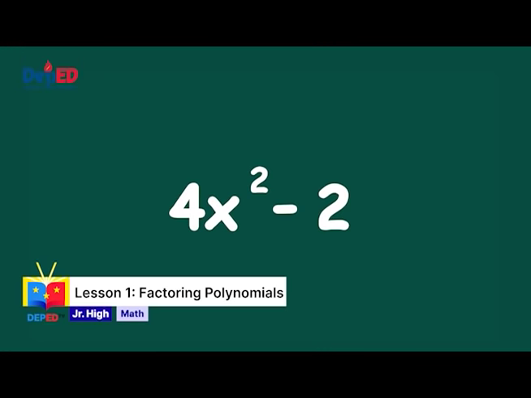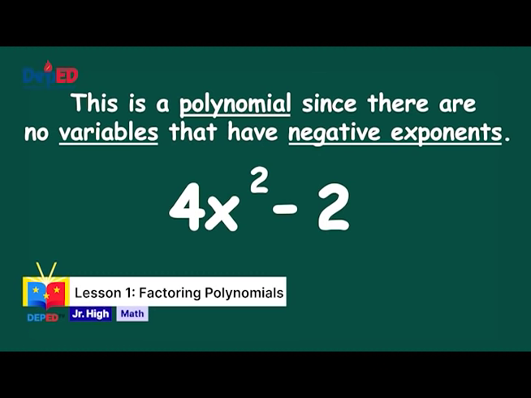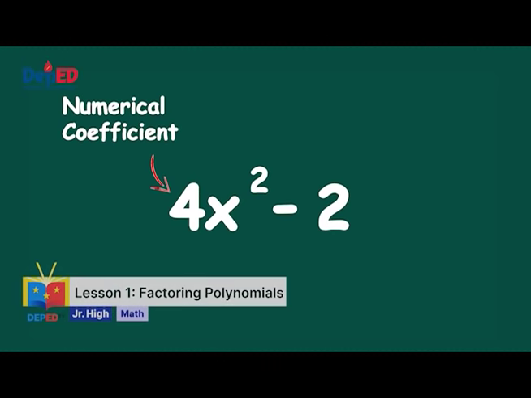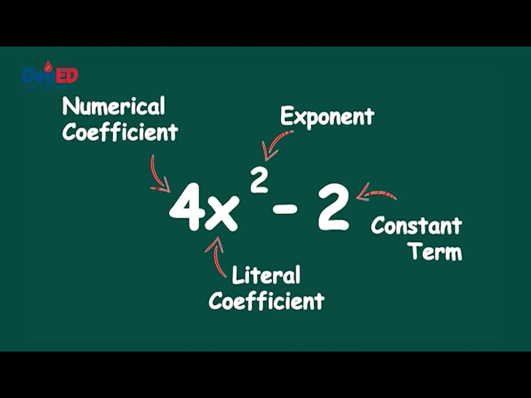In this example, the expression is 4x squared minus 2. This is a polynomial since the variables have non-negative whole number exponents. This polynomial has two terms, 4x squared and 2. The first term has a numerical coefficient 4 and a literal coefficient x squared. An exponent refers to the number of times a number is multiplied by itself. The last term is a constant term since there are no variables multiplied to the number.